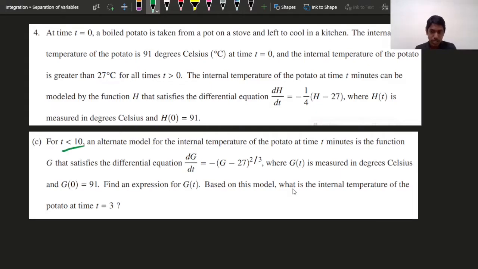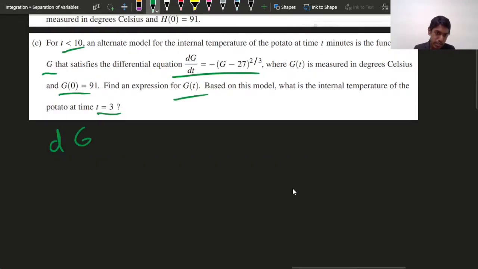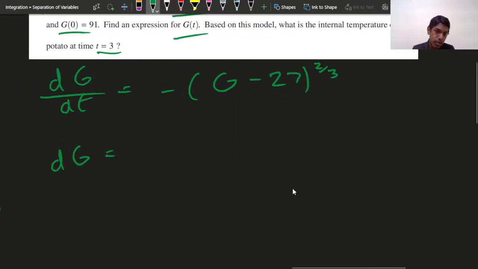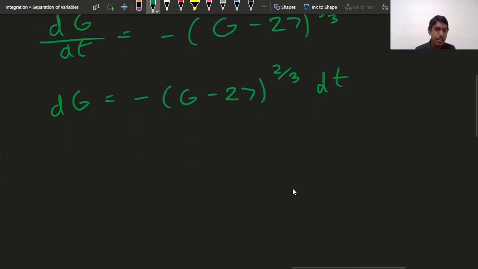So we've got a function g that satisfies this, where g of t is measured in degrees Celsius, g of 0 is 91. Okay, so hopefully when you look at this problem, you know that this should involve a separation of variables, because we've got the derivative here and we're trying to find what the function is. So yeah, let's just get right to separating. So g minus 27 to the 2/3. Now you're going to want to separate variables. They almost always, I think always, give you a point for separating variables. So you definitely want to write this stuff down.